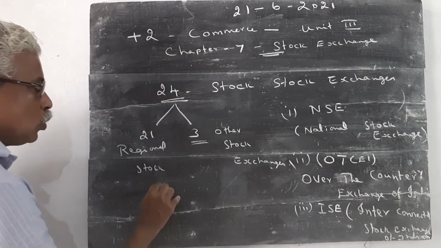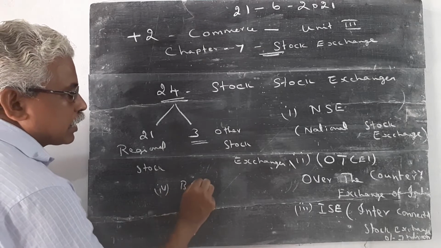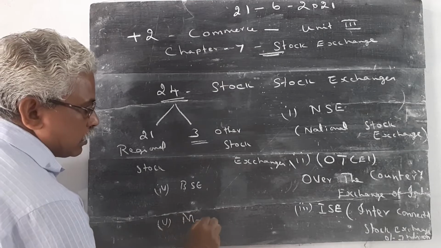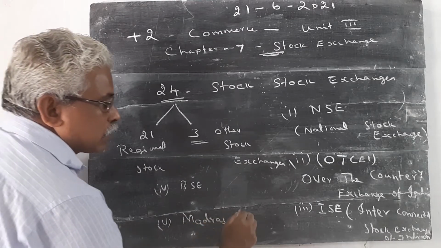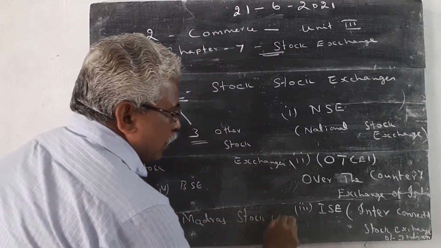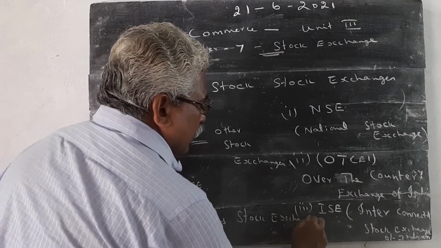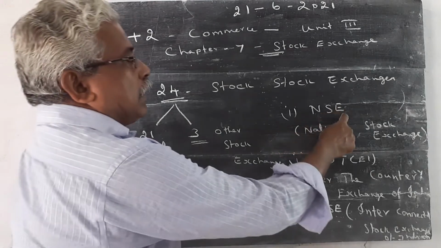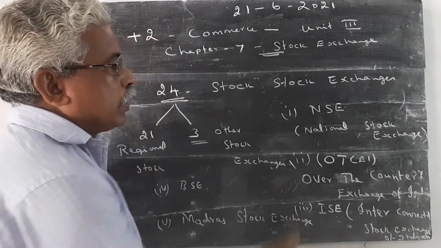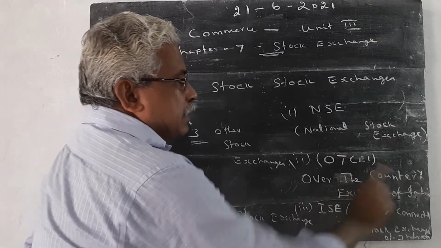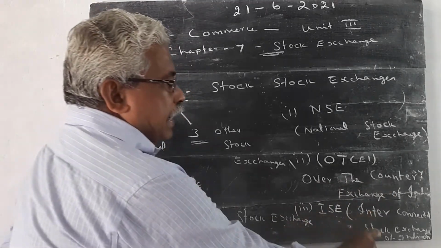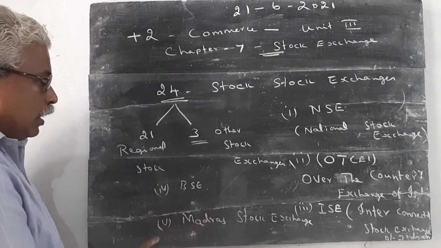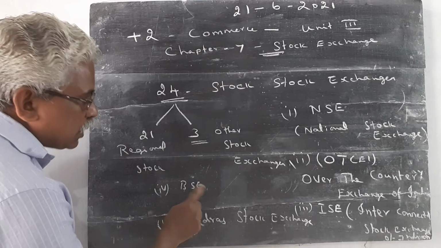Then we have to study 2 more: number 4, BSE, Bombay Stock Exchange. Then number 5, Madras Stock Exchange, not Chennai Stock Exchange, Madras Stock Exchange. These are all the 5 stock exchanges in India. Write any 5 stock exchanges in India. Number 1, NSE, National Stock Exchange of India. Number 2, Over-the-Counter Exchange of India. Number 3, Interconnected Stock Exchange of India. Number 4, Bombay Stock Exchange. Number 5, Madras Stock Exchange, not Chennai; and Bombay Stock Exchange, not Mumbai Stock Exchange.